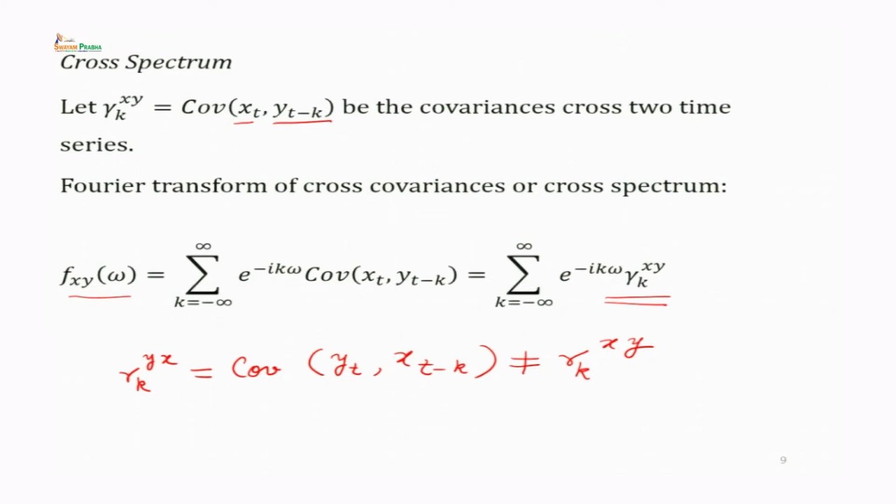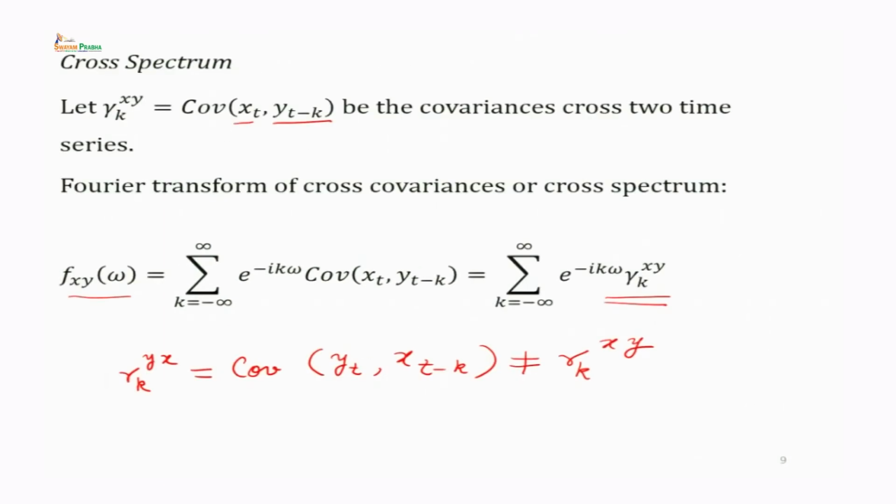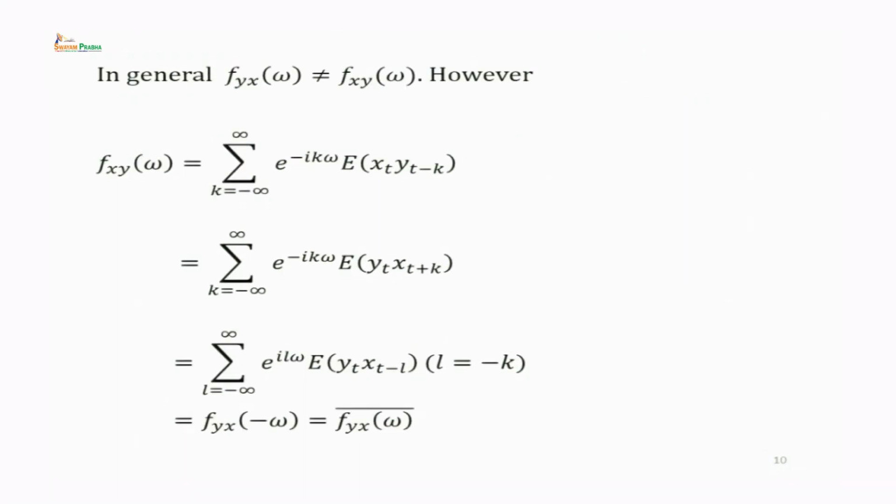So, once you take the Fourier transform of cross covariances, you get the cross spectrum between x and y. Then in general, f y x omega is not equal to f x y omega. Obviously, because in general gamma k y x is not equal to gamma k x y, and we define f x y omega based on gamma k x y, and we define f y x omega based on gamma k y x. F y x omega is the Fourier transform of gamma k y x. So, in general f y x omega is not equal to f x y omega.